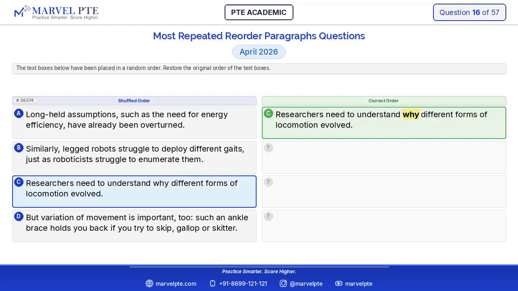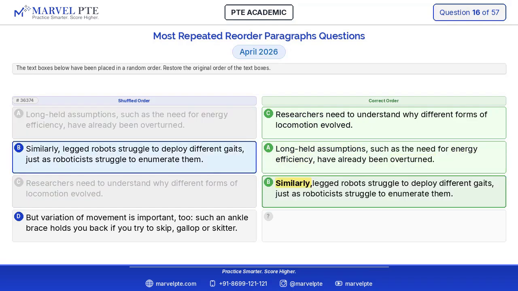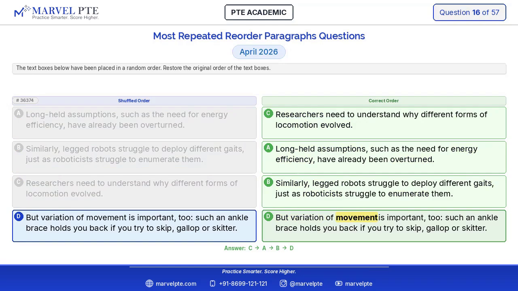Researchers need to understand why different forms of locomotion evolved. Long-held assumptions, such as the need for energy efficiency, have already been overturned. Similarly, legged robots struggle to deploy different gaits, just as roboticists struggle to enumerate them. But variation of movement is important too. Such an ankle brace holds you back if you try to skip, gallop, or skitter.